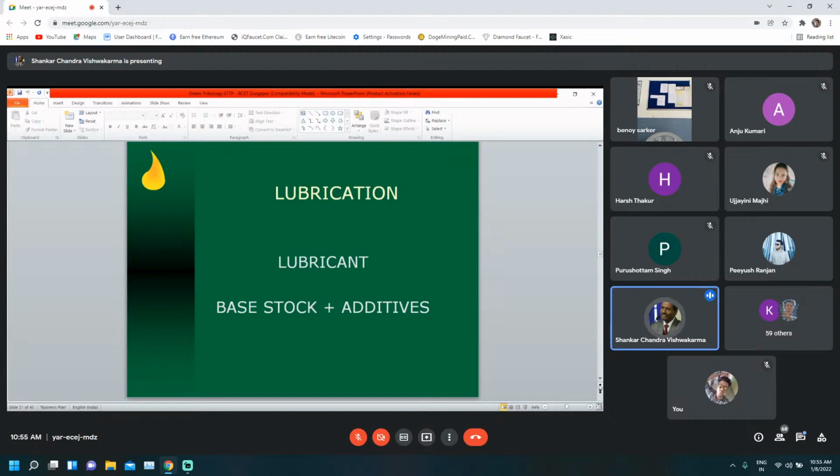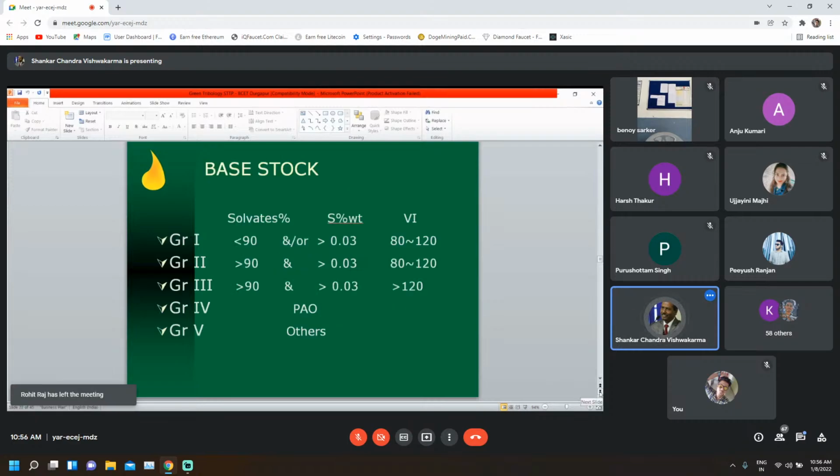When we talk about base stock, these base stocks do not have all the required lubrication properties. So in order to have all the required lubrication properties to function in the lubrication circuit, we need to put in some additives, and those additives help us to maintain the certain required lubricant properties to perform or function as it is designed. So I'll just go for the base stock.